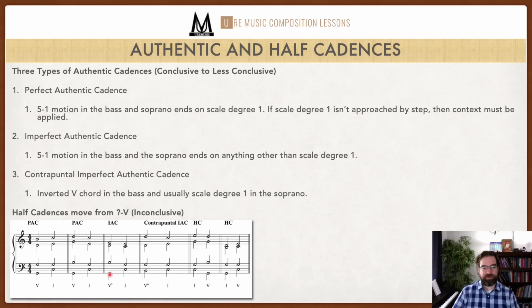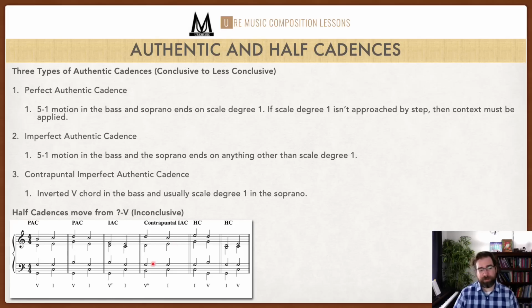So we still have this 5-1 motion in the bass and scale degree 3, or I don't have an example of it, but scale degree 5 in the soprano would make it imperfect authentic. So that's the only difference between perfect and imperfect. With perfect, you've got scale degree 1 in the soprano. With imperfect, it's scale degree 3 or 5.